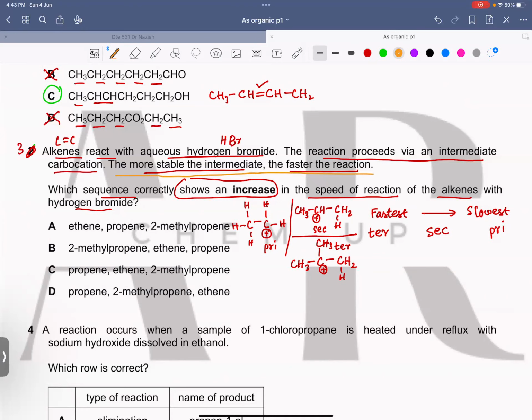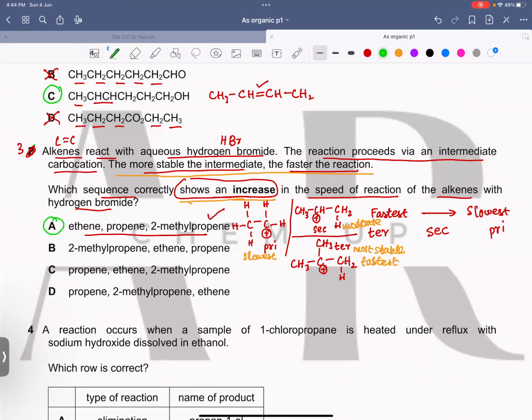So the most stable would be this one, right? So this one undergoes fastest, and this one would undergo with a moderate speed because it's a secondary, and this one would undergo with the slowest speed. That's what the examiner is asking: which sequence correctly shows an increase, right? Here we are observing an increase in the speed of reaction in option A only. So A is correct.